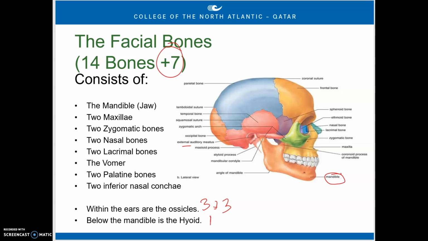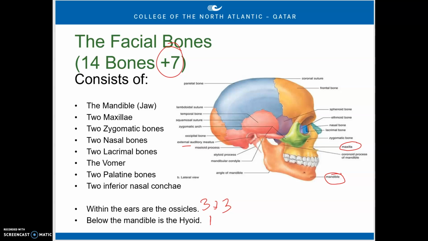On top of the mandible, there are going to be 2 maxilla, which make up your top jaw. The top dental arches, or top teeth, are held in the maxilla. There are 2 of those bones. It's split in the middle, and there's a left and a right side.